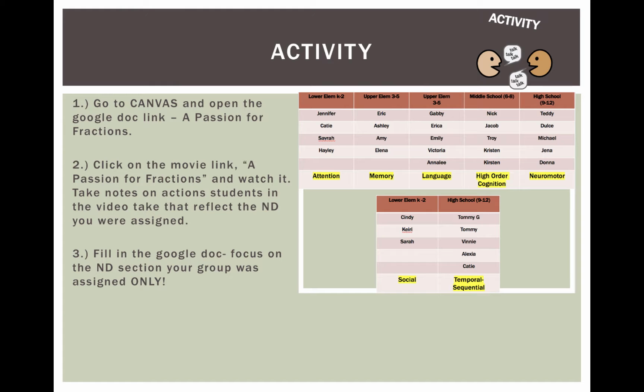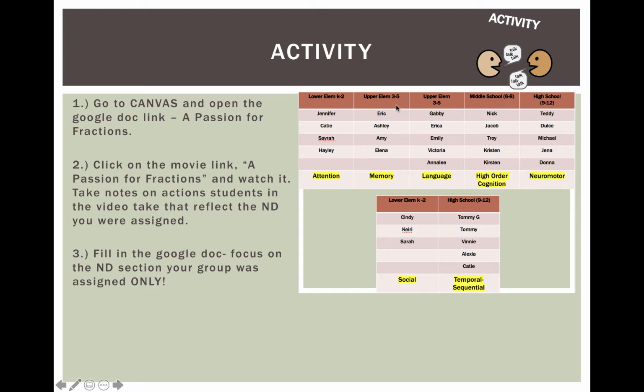Okay, so for right now, what we're going to do is a virtual activity. Normally we would do this in class, but I went ahead and modified it to be more of an online collaborative group activity. For this activity, you will notice each group in our class I have assigned a different neurodevelopmental construct. My first lower elementary K-2 group, which includes Jennifer, Katie, Saida, and Haley, you guys are going to focus on attention.